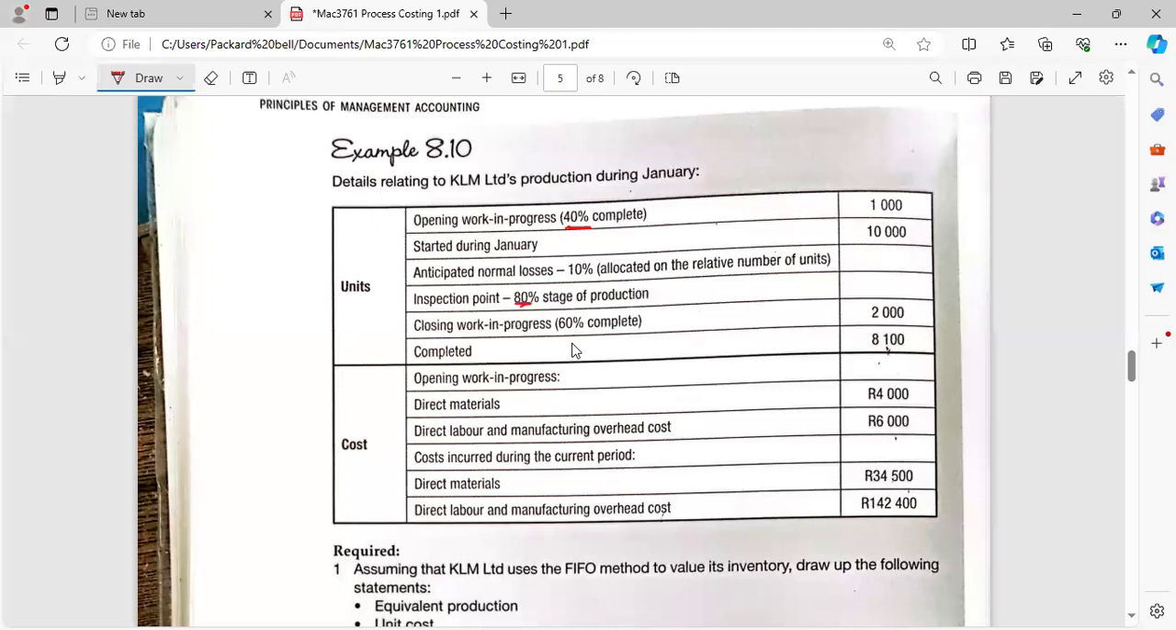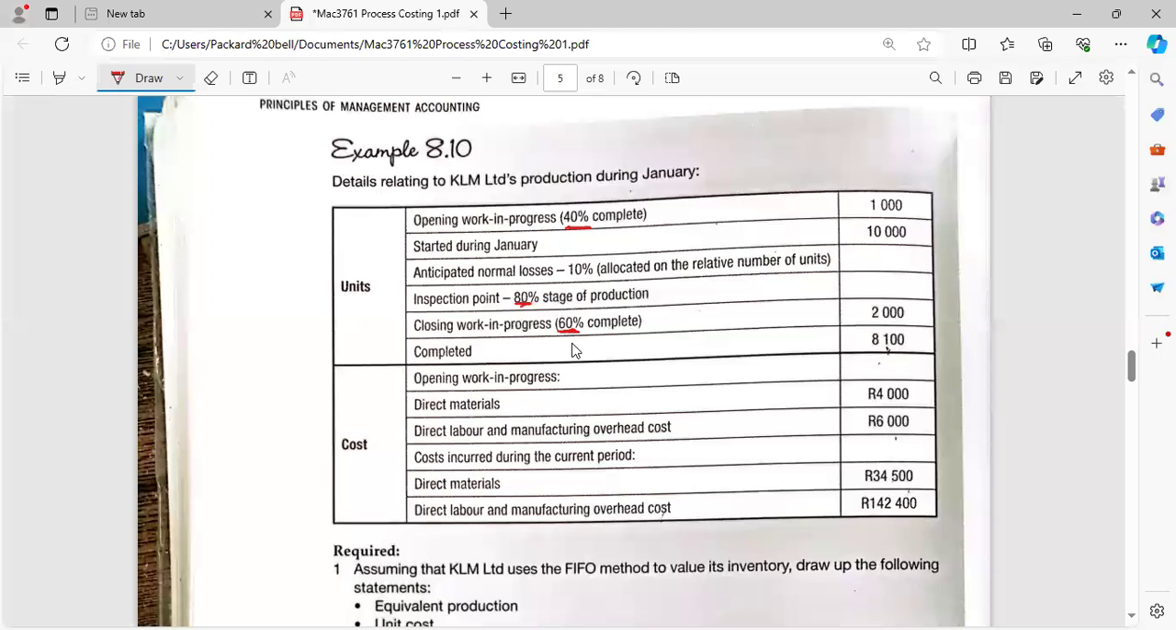And when you go to closing work in progress, you look at the percentage of completion, especially when you are calculating your normal loss. What is the percentage of completion of the work in progress? It is 60%. Did it reach the inspection point? No. So which means when you calculate your normal loss, you are not going to include these units, the work in progress, because they did not reach the inspection point. Remember, we say inspection point, this is where you can determine the loss. So if something has not reached that point, then you cannot determine a loss from it. So these are 1, 2, 3, 4 that will make up your question for process costing.